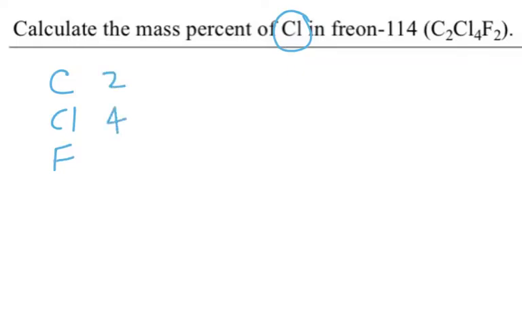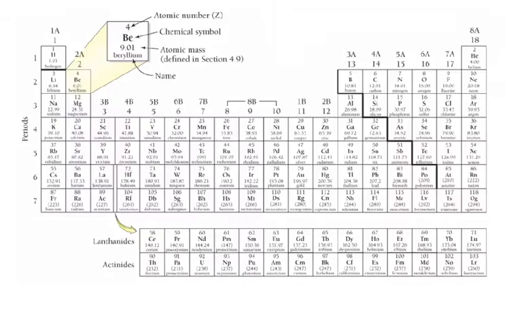There are 4 chlorines and 2 fluorines. Okay, so then we got to go to the periodic table to find the molar masses. So we're going to get our carbon here at 12.01. Our fluorine's rounded to 19, and our chlorine is down here at 35.45. So those are the molar masses that we're going to be using in just a moment.